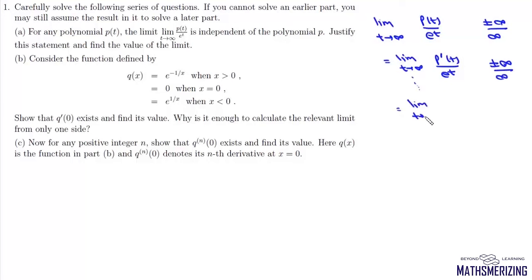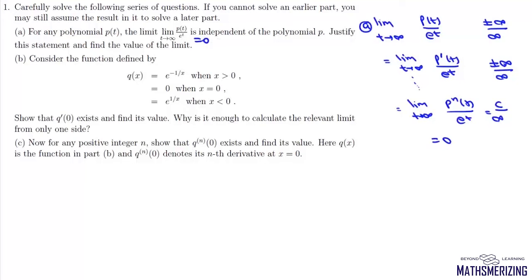till we differentiate this function n times, which is the degree of this polynomial. And if we differentiate this polynomial up to its degree, then it will be some constant upon infinity, and any constant upon infinity is simply 0. So this statement is true and the value of this limit is simply 0. So that's your part A.